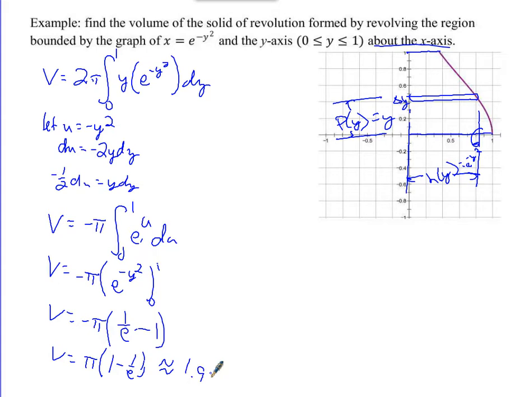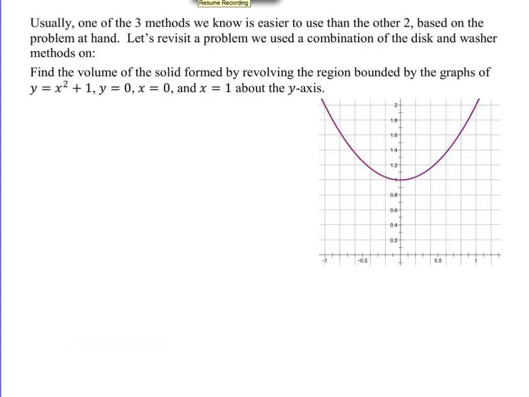.9858, so 1.986. So either of those would be your answer. So now we're going to incorporate all of the methods that we know. We could use the shell method, we could use the disk method or the washer method at any given time. It just depends on which one seems like it's going to be the easiest to us.